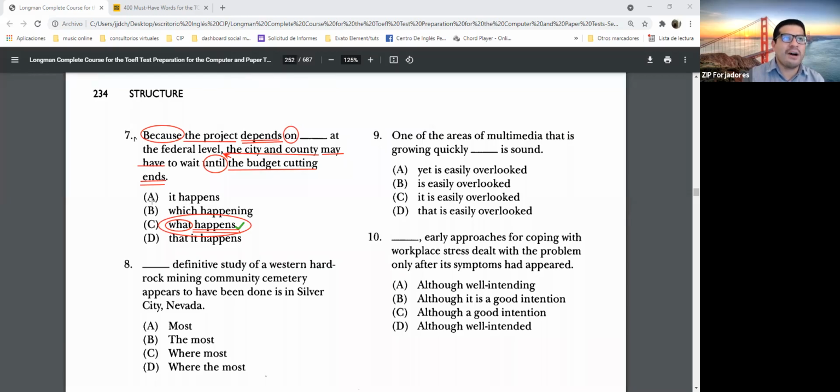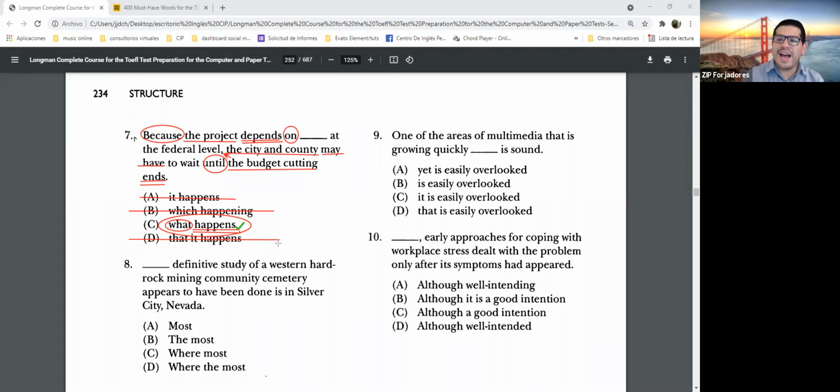That doesn't happen with letter D because we have a subject, so it cannot be. Letter B cannot be because which is not a noun clause connector, which is an adjective clause connector, right? And the same with the other one: we have a connector and also another subject, so it cannot be, all right?